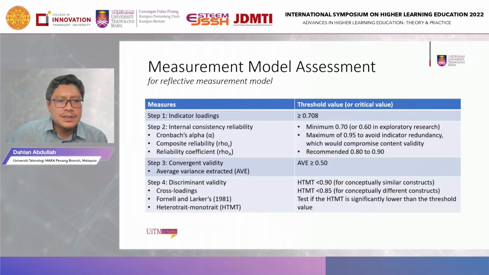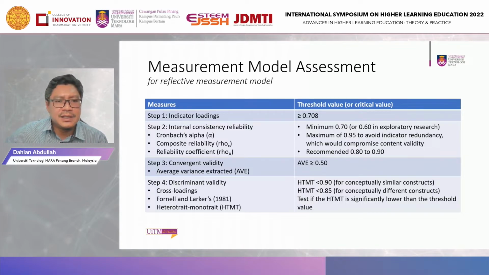The next one, we want to know whether the instrument that we use is valid or not. So in terms of statistical approach, we can show the validity of the instrument by looking at the average variance extracted to measure convergent validity. AVE is used to show whether all the items that we use to measure a certain construct converge to measure that particular construct. If the AVE is more than 0.5, it means that it's a valid measurement for that particular construct.